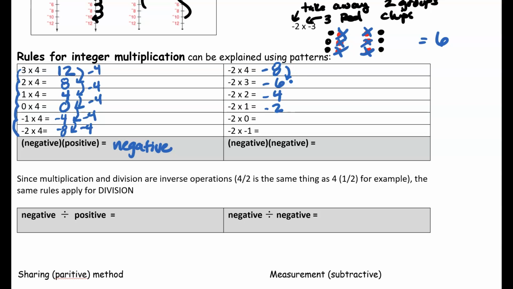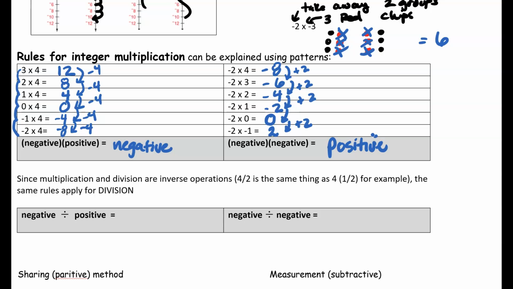Negative 2 times 1 is negative 2. So what are we doing here? Every time we go down, we're adding 2. We're adding 2. We're adding 2. Negative 2 times 0 is 0. Anything times 0 is 0. Well, what happens if you have a negative 2 times a negative 1? Well, if we use our pattern, we're going to have to add 2. So a negative times a negative is equal to a positive answer.